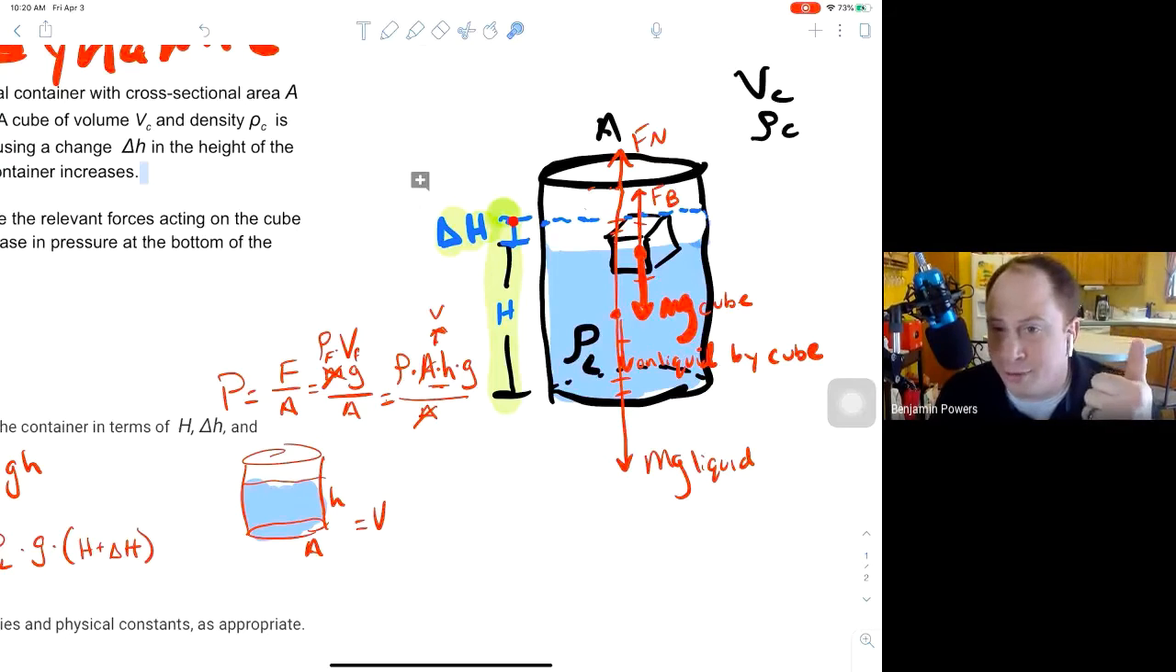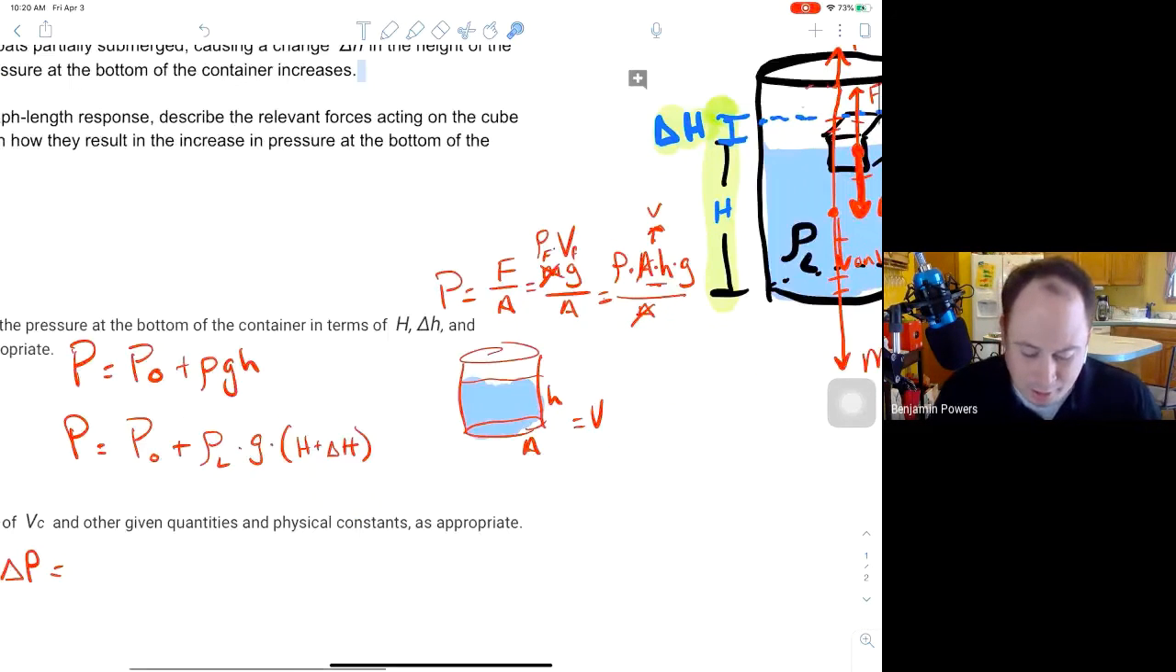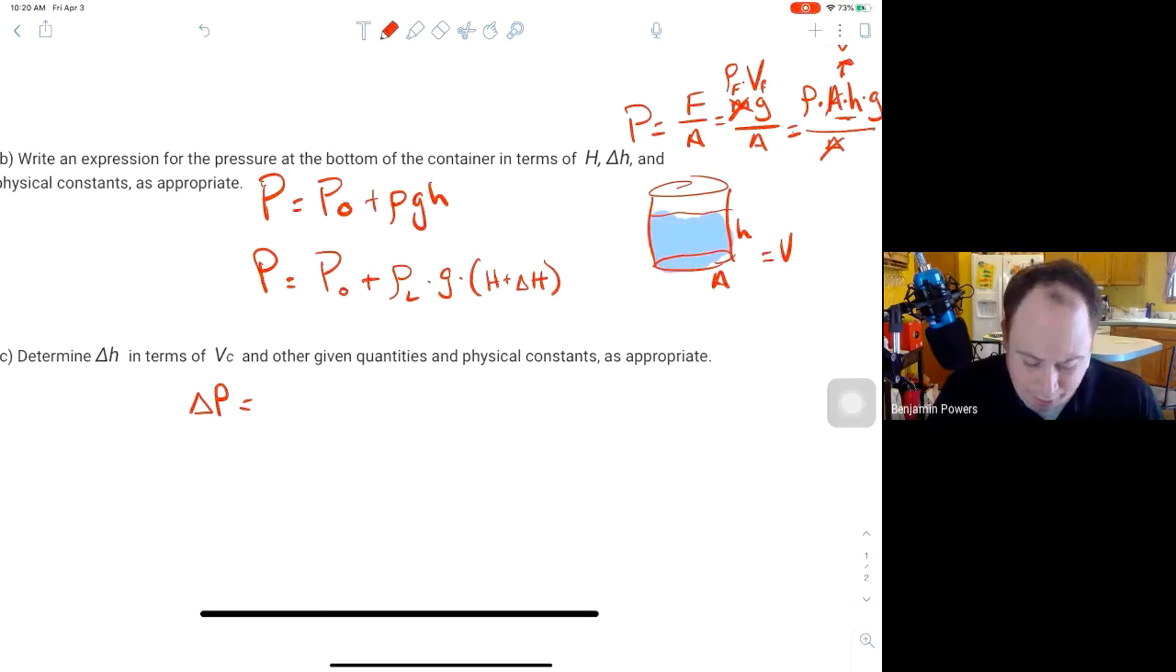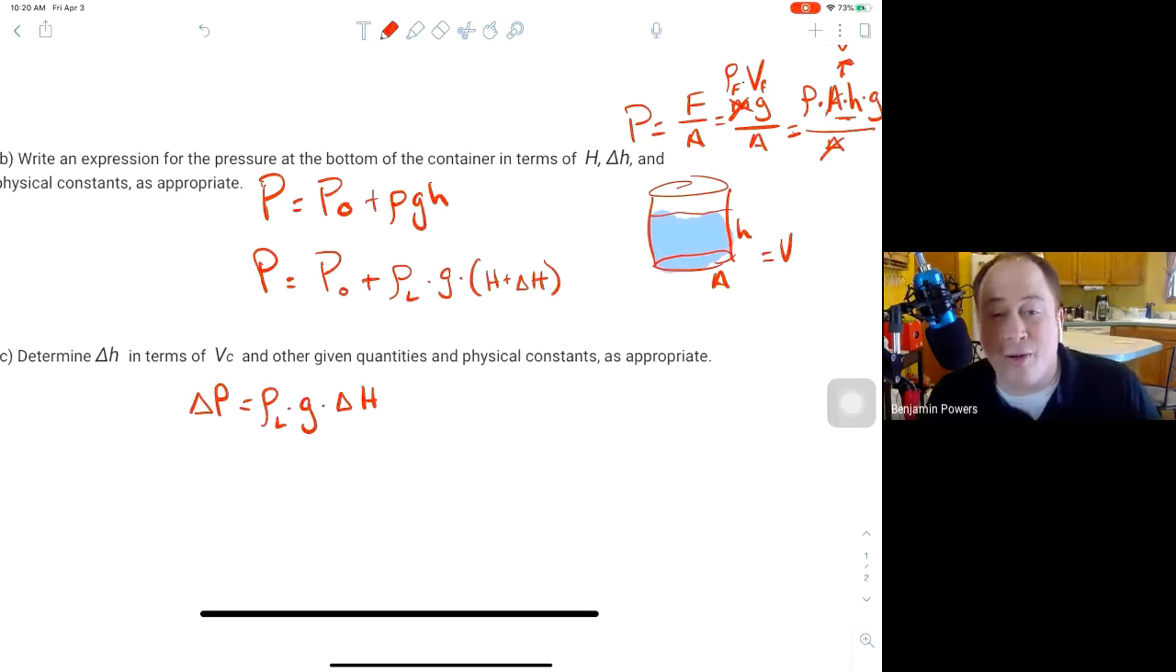The density of the fluid didn't change. The gravitational constant didn't change. So it's really delta H that's controlling the change in pressure. So technically all you have in this is the rho of the liquid times g times delta H. That's one way you can express the change in pressure.